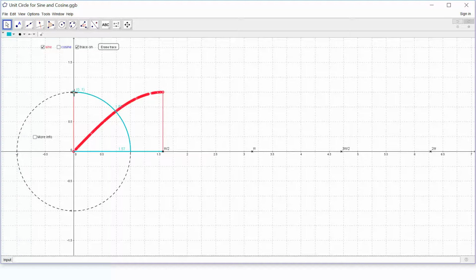Yes, ma'am? Is cosine the opposite? No, cosine is the x value, which I'll show you later. So you look at the x values. What happens when you move around the circle? What happens with the x values? Oh, it's going to go up. I've got to go both ways. Okay. All right, sure.